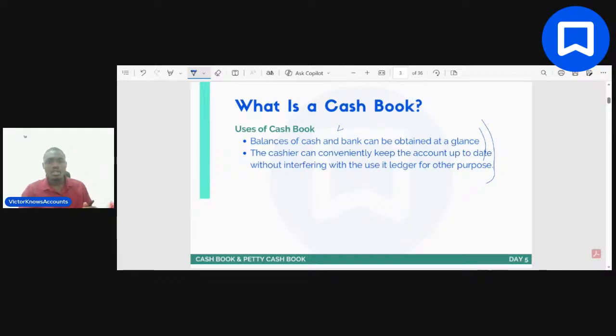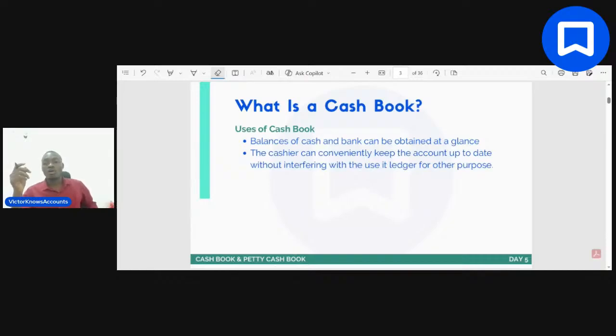Is that taken? All right. Now the next one is that the cashier can conveniently keep the account up to date without interfering with the use of the ledger for other purposes.